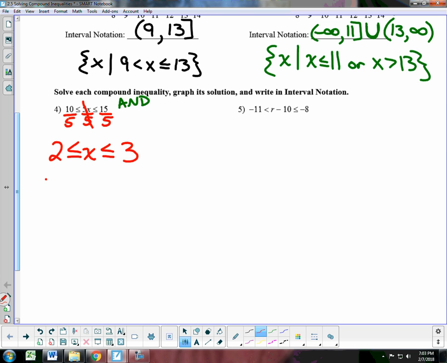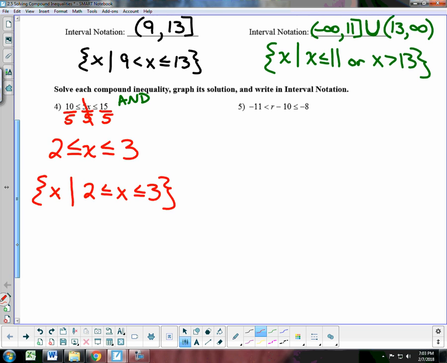Let's start off with set builder notation since it's very similar to what we just wrote. All x values such that 2 is less than or equal to x, which is less than or equal to 3. Always start with the smaller value, end with the bigger value. So 2 first, 3 last, and do less than symbols as you go.